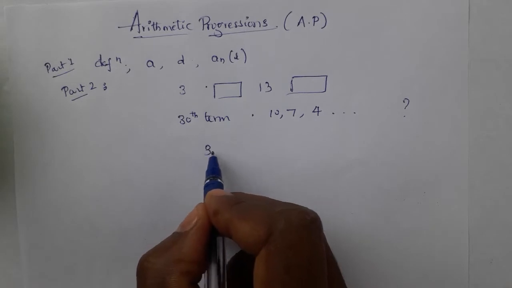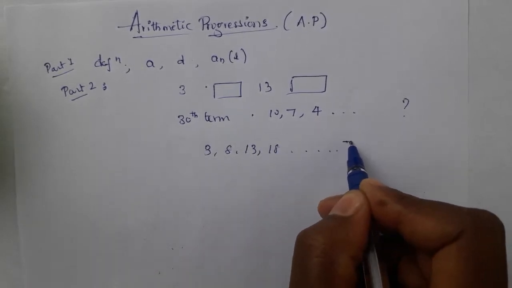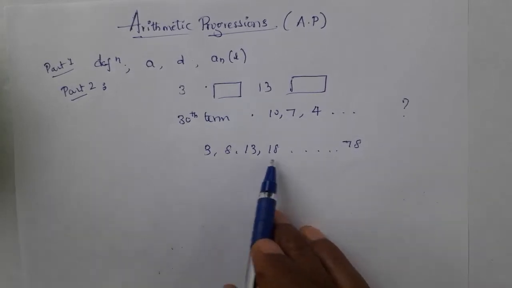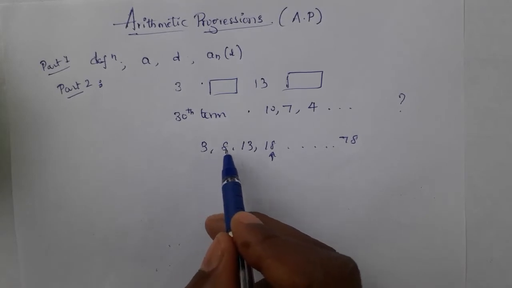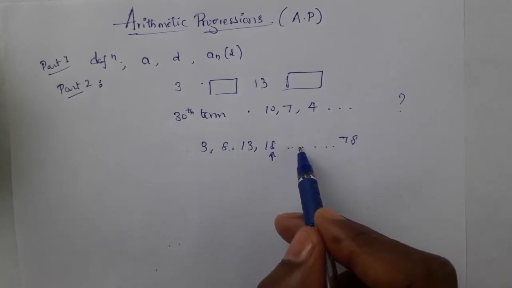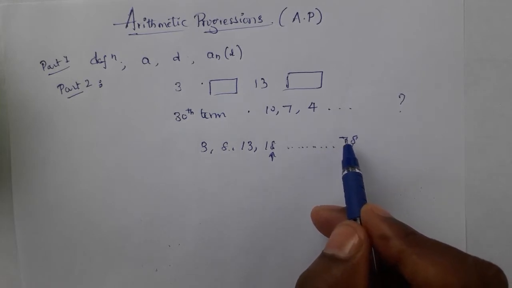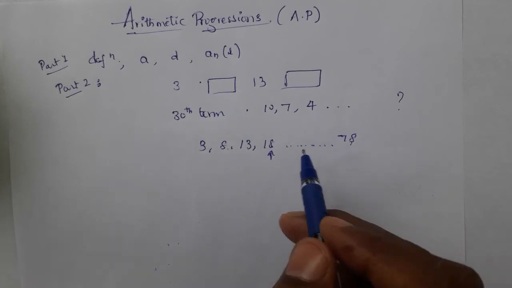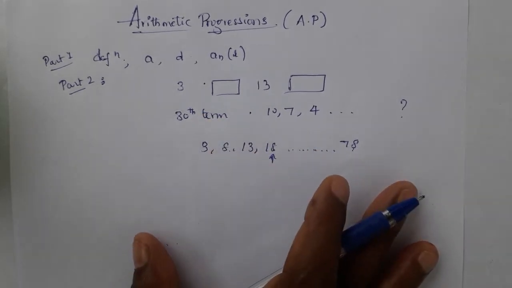I mean 3, 8, 13, 18, dot dot dot, finally 78 is given. So in this AP, how many terms are there? Till here I can say 4 are there, 1 2 3 4. But 78 is given at last after many dots. We cannot say directly how many are there. So it is still possible to count by using the concept of AP. So these problem types are learned.